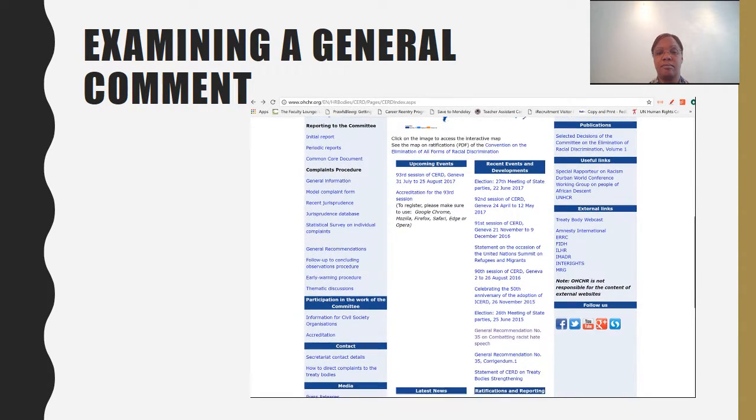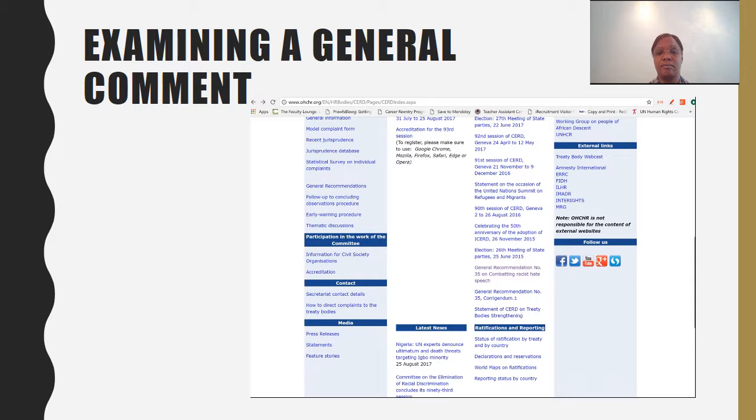Usually you have to scroll down the screen until you get to some general comments. Now in the CERD, that's the Committee for the Elimination of Racial Discrimination, they're not called general comments, they're called general recommendations. So just recognize that some treaties call it by a different name, but it's still the same important idea that they are interpreting provisions of a treaty because they're the monitoring body. We're just going to look at this recommendation number 35.